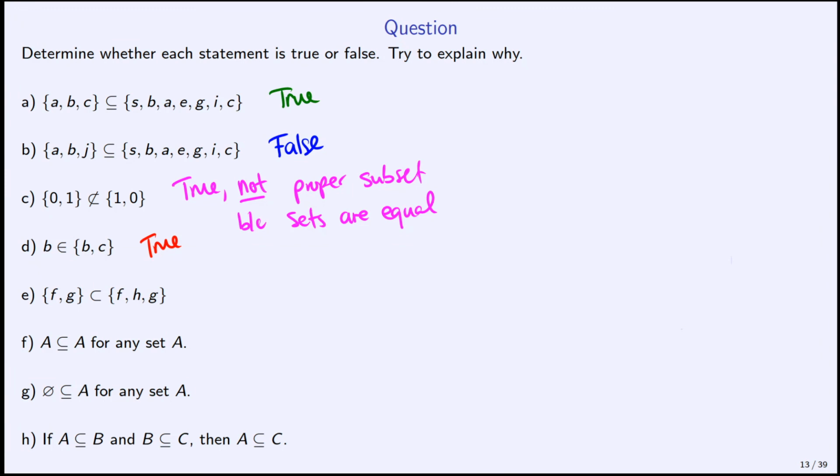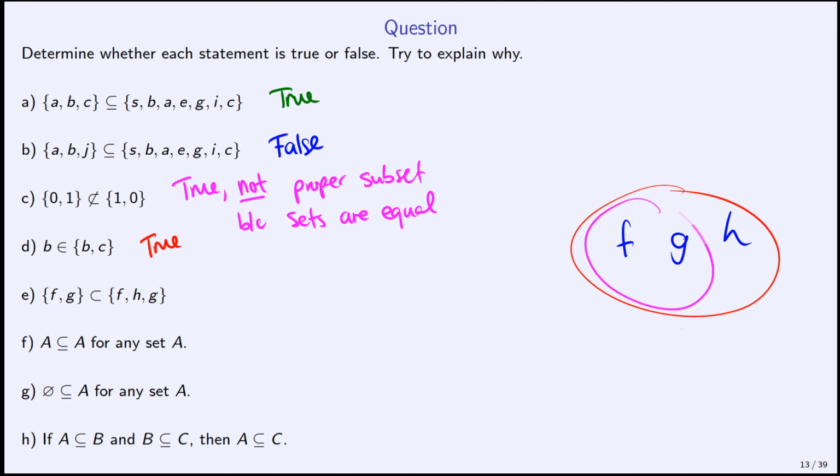Okay, and is the set containing F and G a proper subset of the set containing F, H, and G? So F, G, H. Well, here's the large set, F, G, and H. Can we do F and G together? Yeah, F and G is contained in that larger set, and it's not exactly the same. So yeah, this is true. Because F is in this set, and G is in that set, and it's not the exact same set.